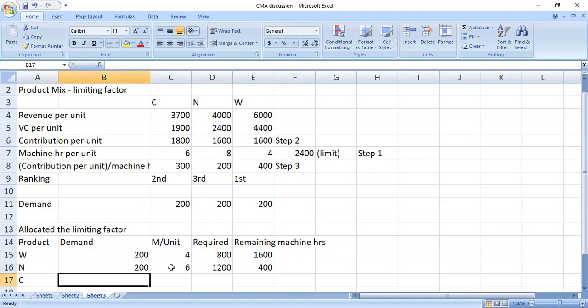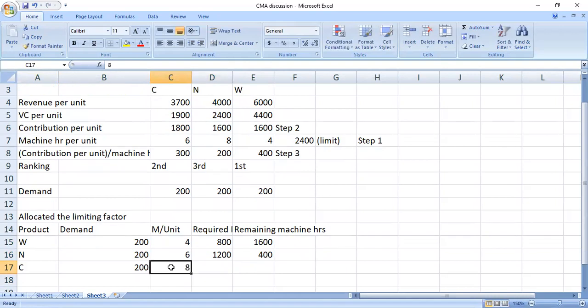The next product, C, still has the same demand of 200, and it consumes 8 hours per unit. So ideally, if you want to produce the 200, that is the demand, you need approximately 200 times 8. You need approximately 1,600 hours. But you're only left with 400. So the required hours should not exceed 400. So you work backwards.